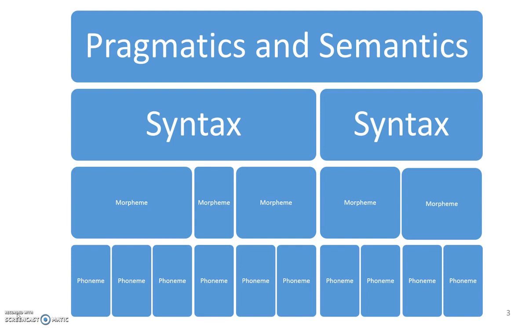Pragmatics and semantics are how signs are used and how signs form meaning in the big picture. Syntax looks at how signs are put together to form sentences. Morphemes look at the parts of signs that have meaning, and phonemes look at the parts of signs that don't mean anything, that are the building blocks of the signs. Right now I realize that doesn't make a lot of sense to you, but don't worry, it will as we move forward.